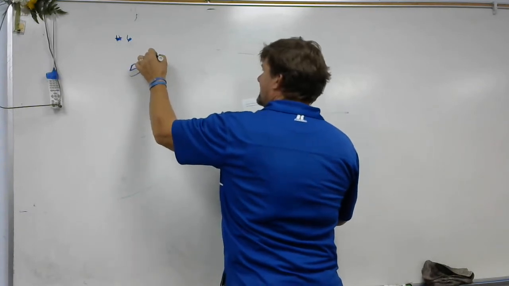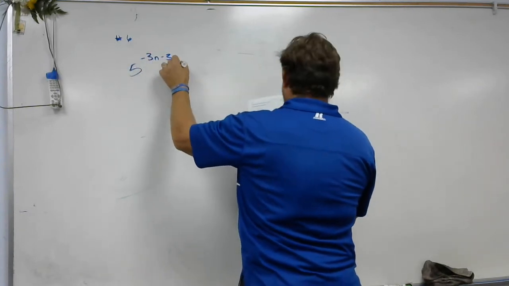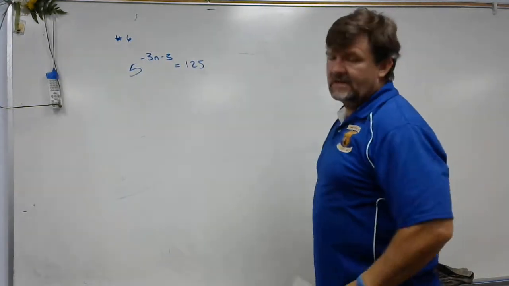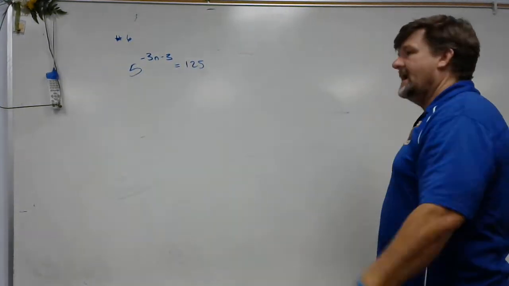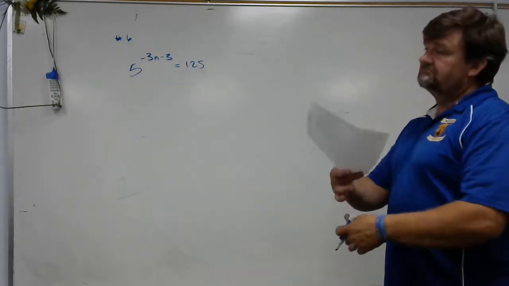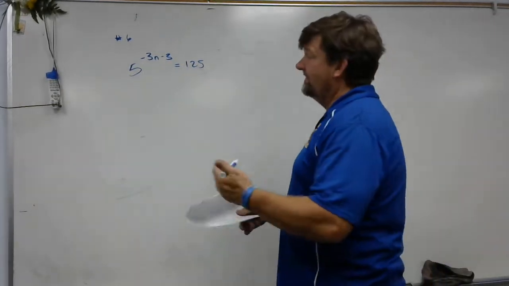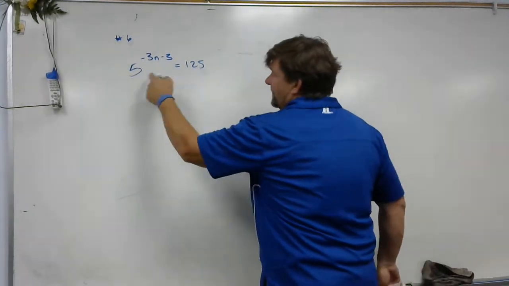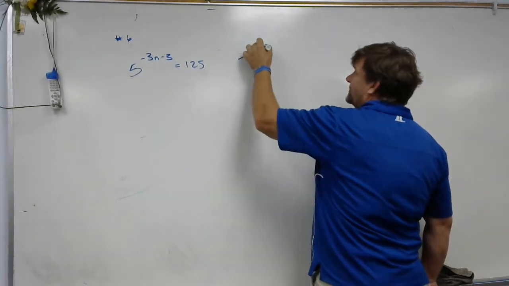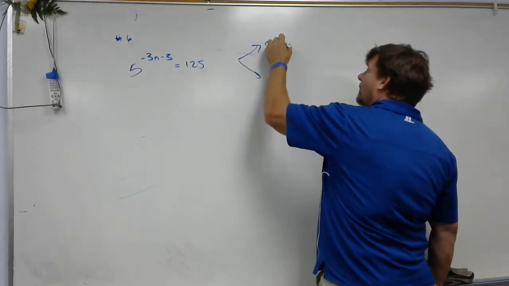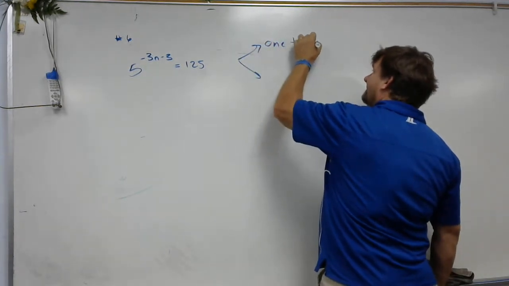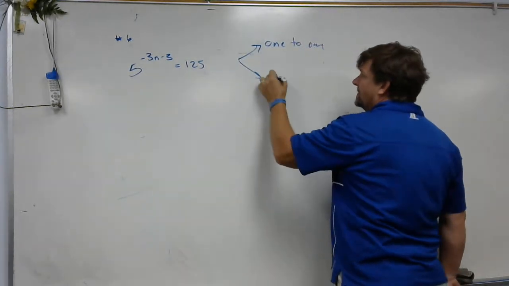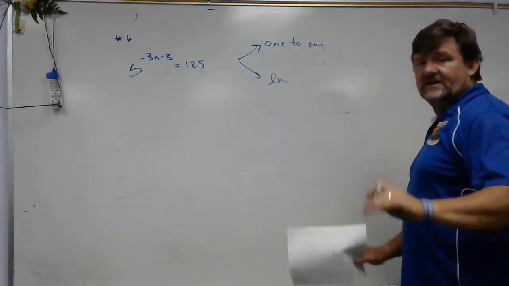5 to the negative 3n minus 3 equals 125. Okay, somebody said, can I do the natural log for this one? Yes, you may. It will work out. If you're comfortable with that, go for it. If not, I'm going to show you how to create a one-to-one. Remember, for bases, you have two choices. You can do the one-to-one, which means I've got to make it a base that's the same as 5, or you can use natural log. I don't care. Either one.